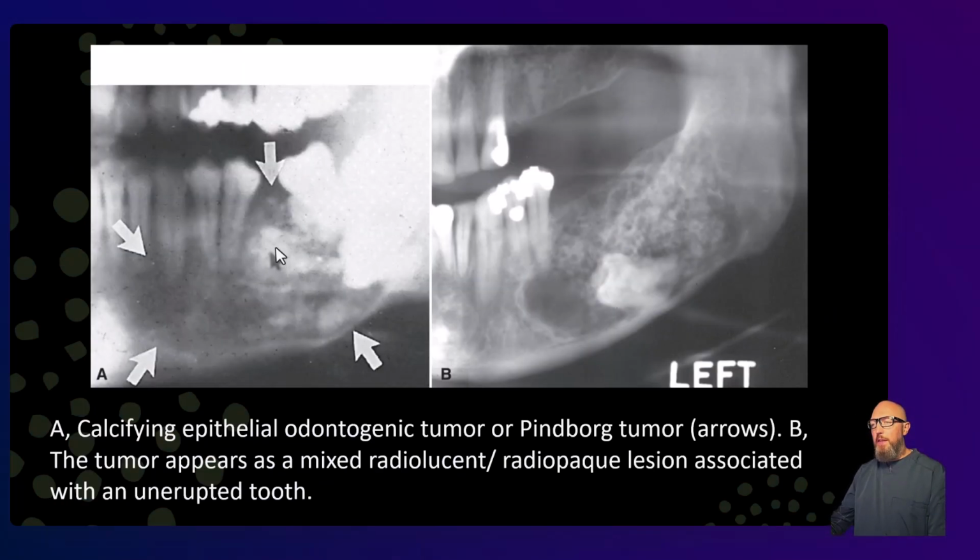All right, this is one that looks more fibro-osseous. This is not a fibro-osseous lesion, but the way these calcifications look, it looks kind of granular, just kind of cloudy. Not the best image, right? But these calcifications can vary. They do look like they're somewhat originating around the crown of this tooth.